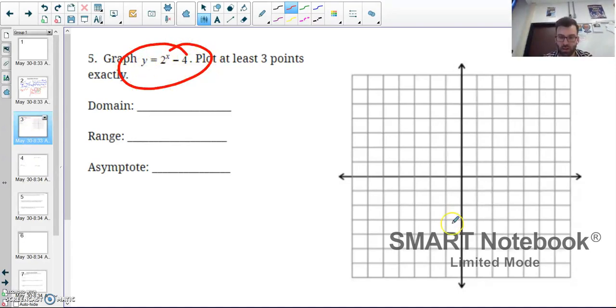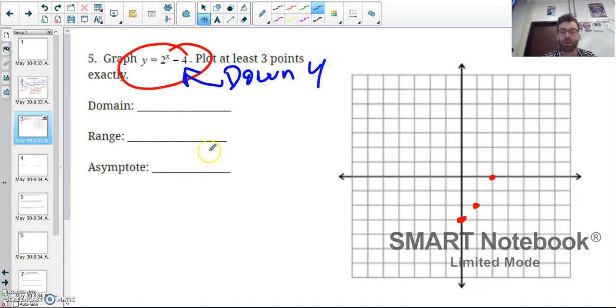Okay, if you do that, you should go to your table. You should get 0, negative 3, 1, comma 2, and 2, comma 0. And if you notice, as x is getting smaller and smaller, my y values are approaching negative 4. They're never going to hit negative 4. And why is that? Well, remember, this negative 4 means I moved my graph down 4 from my parent function. So if I moved it down 4, that makes the asymptote y equals negative 4.